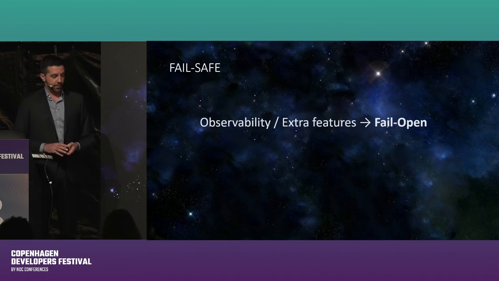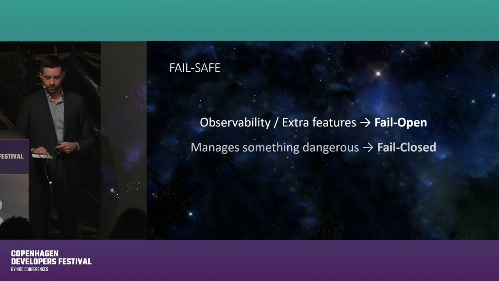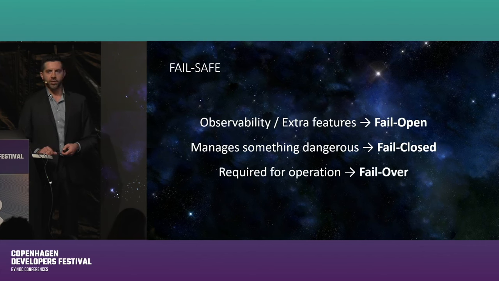So for something like an observability feature, or an extra feature to your system that's optional and not required, a fail-open is generally going to be the safest option, because if some metric monitor that you don't really need fails, you don't want it to shut down your entire system. If it manages something dangerous, then you probably want to fail closed, like your brakes. And if it's required for operation, essentially, then a failover is definitely your best bet.